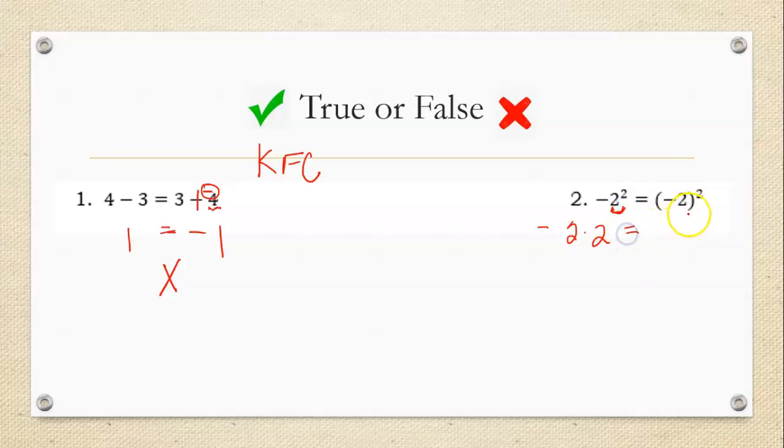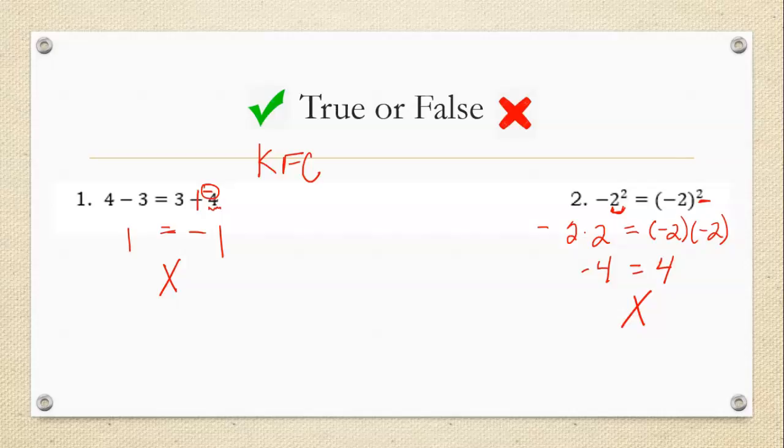On the right-hand side, the entire thing is in parentheses, and the exponent is touching the set of parentheses. So the entire thing is squared. So that's the big difference there, and it's kind of tricky. So let's see, -2 times 2 is -4, and then -2 times -2 is a +4. So this one is also false.